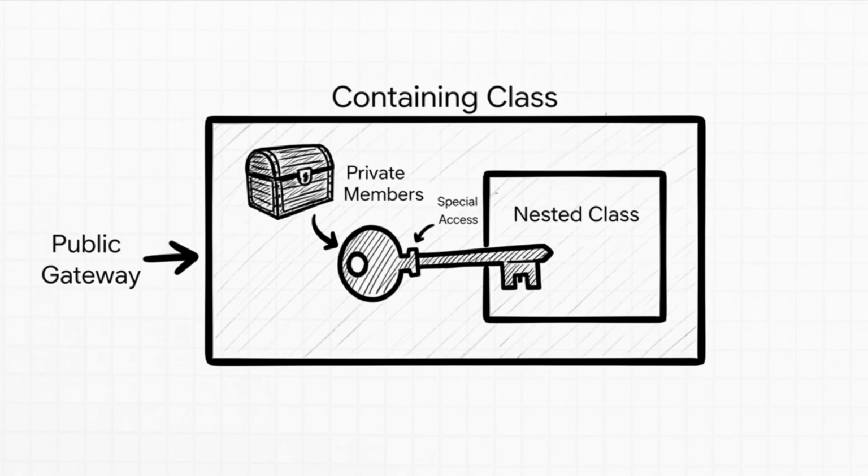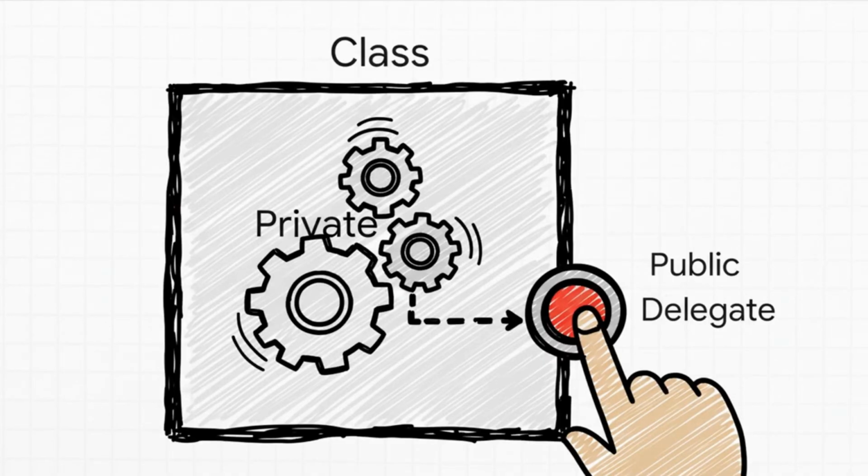So you can just create a tiny public class inside your main one to act as a little gateway, exposing just that one piece of private functionality you need in a totally controlled way. Another really slick way to do it is with delegates. You can think of a delegate as a type-safe remote control for a method. You can create a public delegate, and then inside your class, you point that delegate to your private method. Now, anyone outside can press the button on the delegate, and it'll run your private method indirectly. You're exposing the action without ever exposing the method itself.